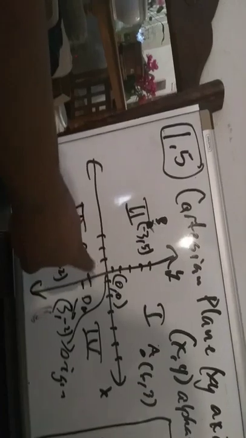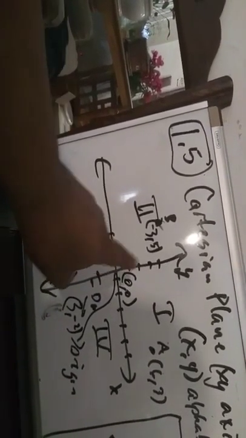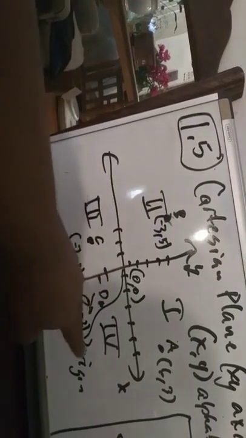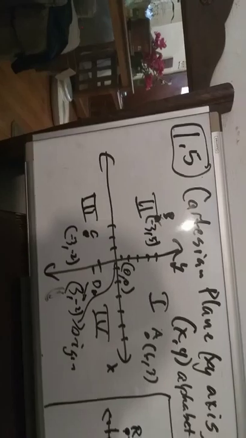The origin is dead in the middle, and that's where 0 for X and 0 for Y is. So the point 0, 0 would be called the origin. This would be the X axis, and this is the Y axis.